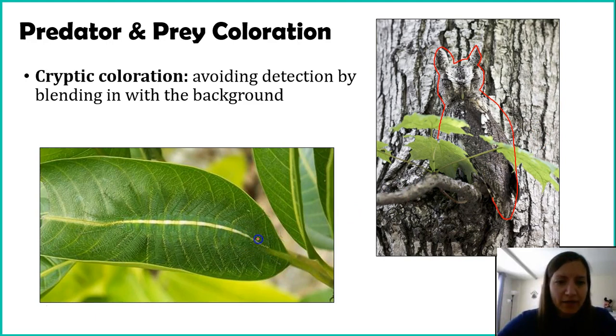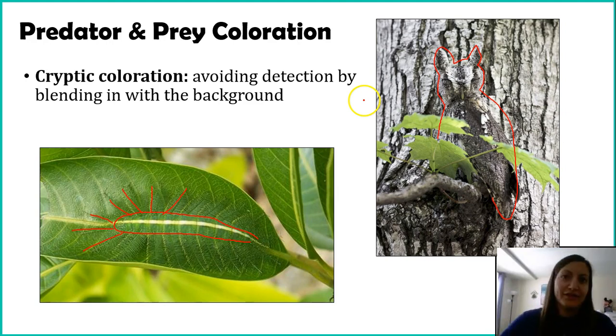So here we have a caterpillar. I'm tracing the main body, but it has all of these extensions coming off of it. That blends in very nicely. If you are a bird trying to eat a caterpillar, you probably don't see it at all. You could be standing right next to it and not see it. So for prey, it's very obvious, right? If predators can't see you, you live, you survive another day.